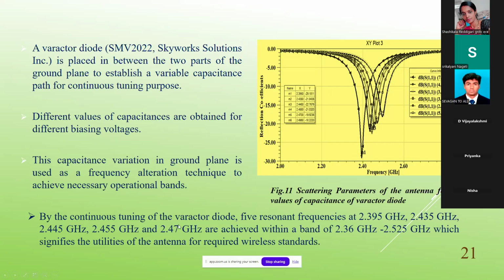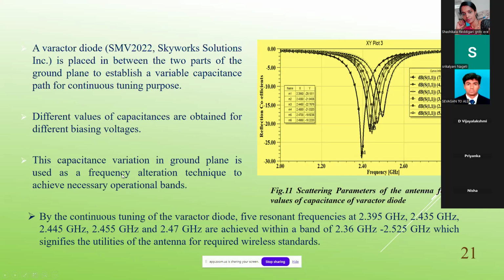With respect to the capacitance, we got 5 resonant frequencies: 2.395, 2.435, 2.445, 2.455, 2.47 gigahertz. So from the band 2.36 to 2.5, the complete band, within that band all these 5 resonant frequencies we achieved. But that should be useful for your purpose. The application should be there. Otherwise, there is no meaning of designing all these things.